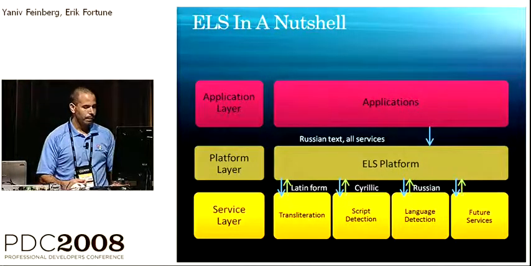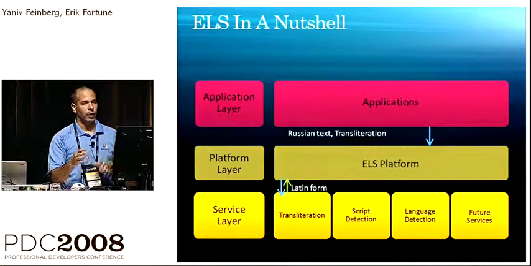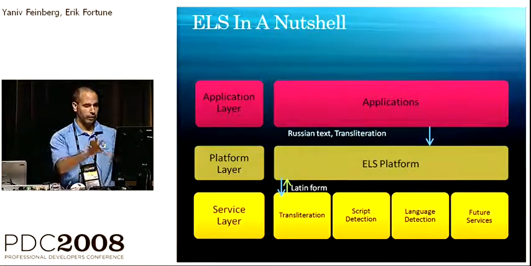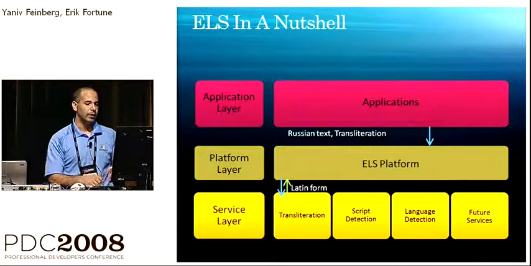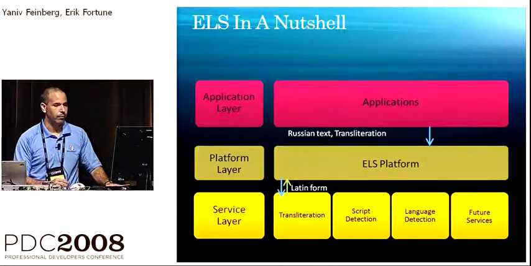Right. And another way you can do it is to say, I want a specific service. So for example, it's exactly the same flow, but now you say, just go through transliteration. And in this case, it will just return the Latin form.